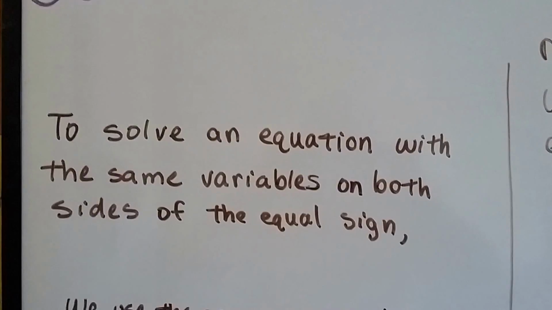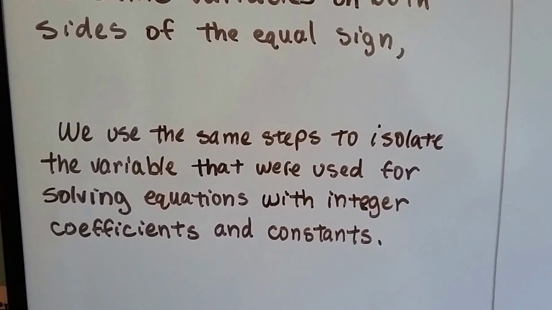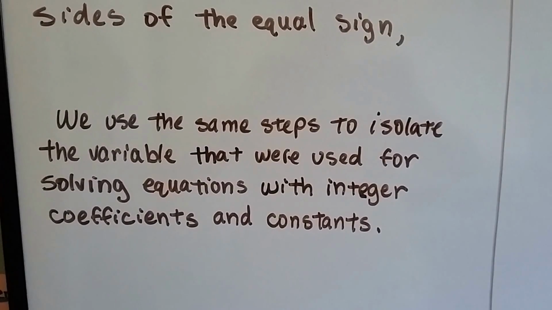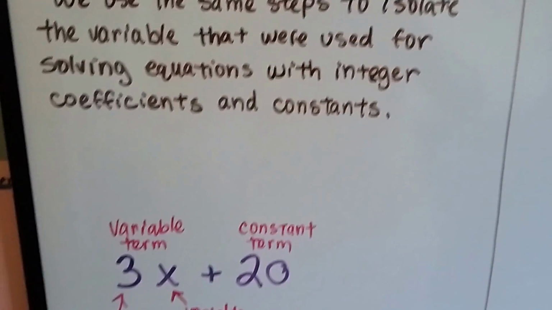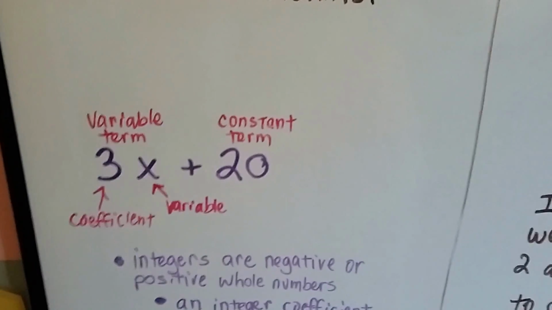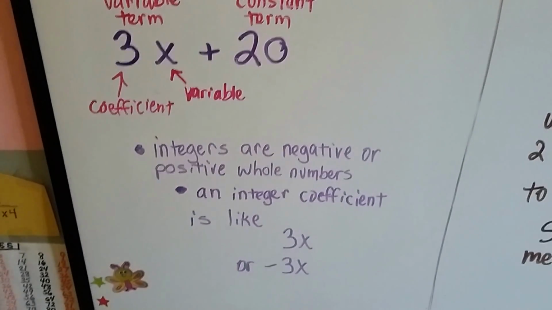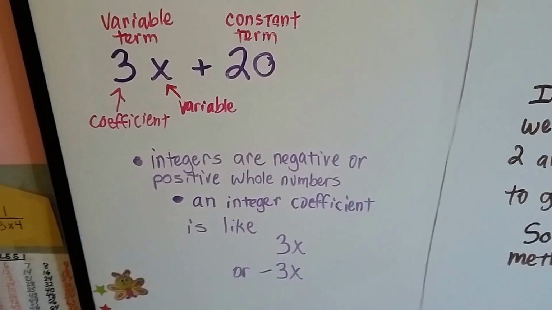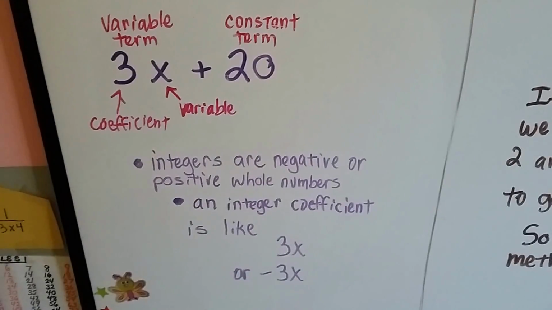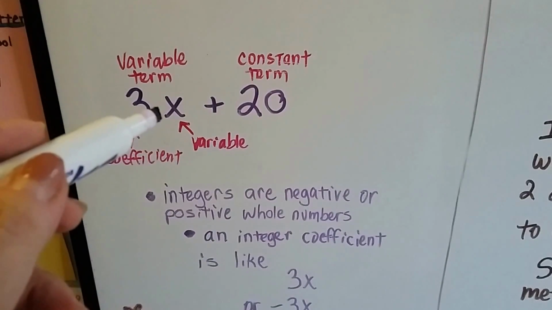To solve an equation with the same variables on both sides of the equal sign, we use the same steps to isolate that variable that were used for solving equations with integer coefficients and constants. You remember what they are. An integer coefficient is a negative or positive whole number as a coefficient, like positive 3x or negative 3x. That's an integer coefficient. And the coefficient is the number that's in front of the variable.